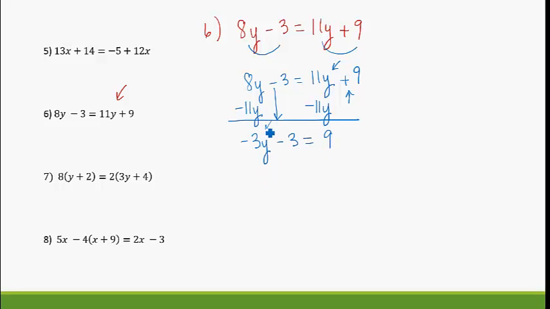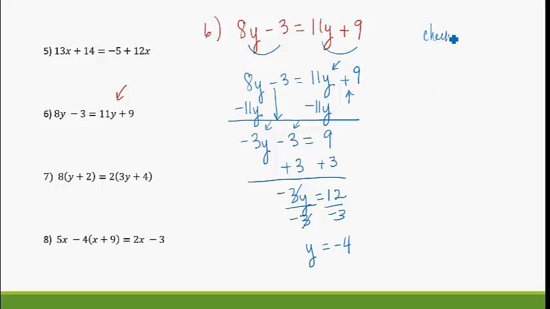Here I have a variable term and a constant term. I want to remove this constant term, so I'm going to add 3 to both sides. And when I do that, I'm going to get negative 3y equals 12. Divide both sides by negative 3. Because this is negative 3 times y, I want to divide by negative 3 because my goal is for this to be a positive 1, and negative 3 divided by negative 3 is a positive 1. The temptation often is when this is a negative 3 to divide by a positive 3, but you always want to divide by the same value so that you get a positive 1, and that's going to give me a negative 4.